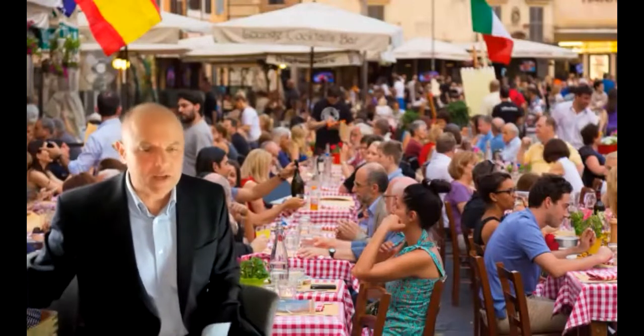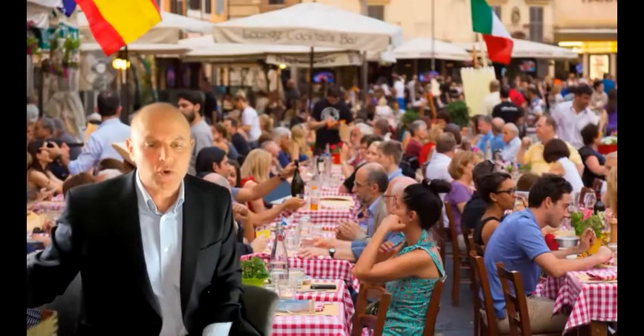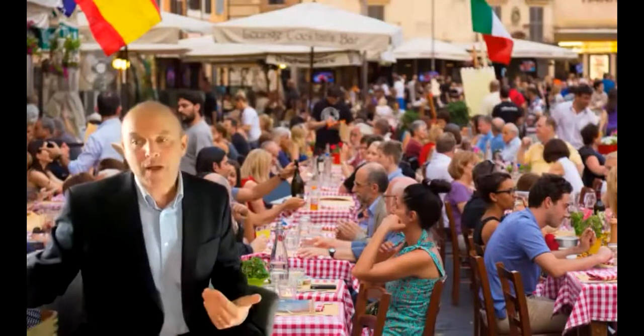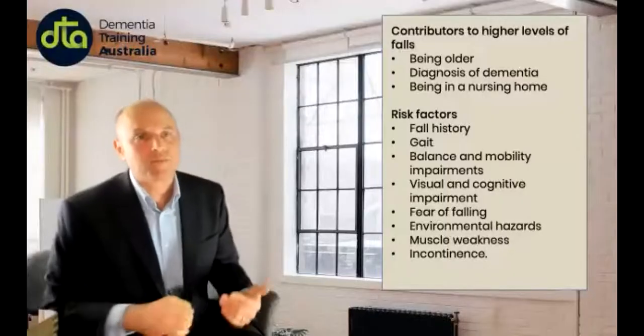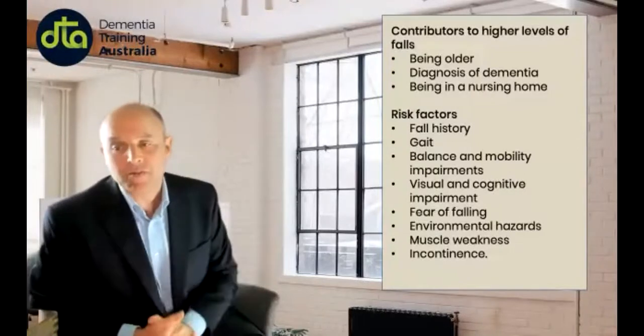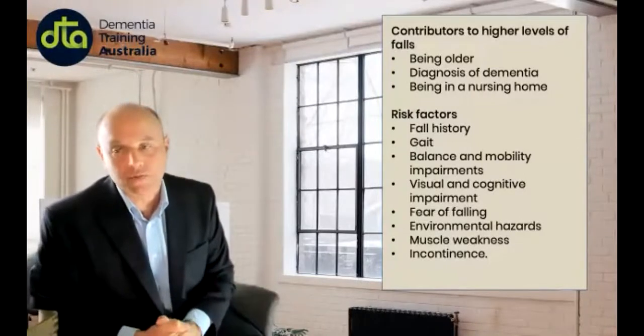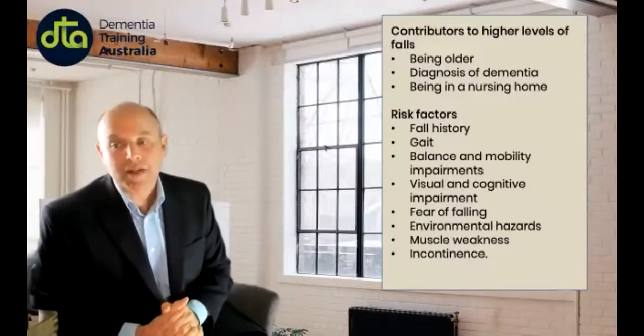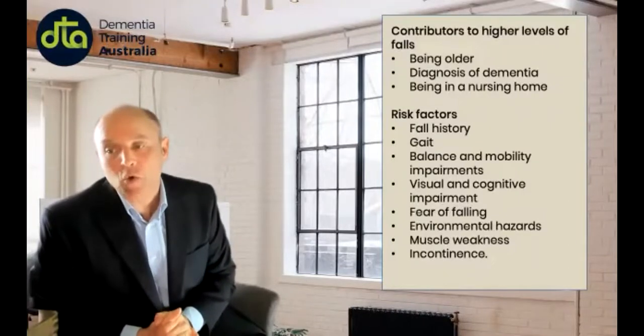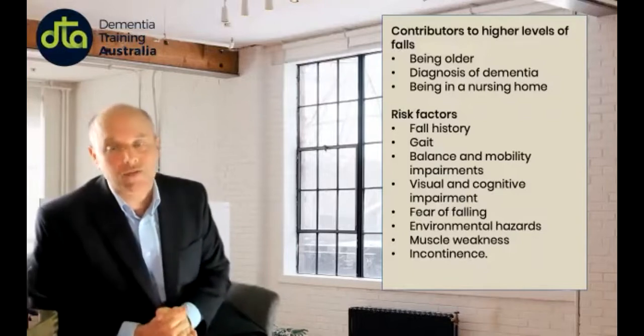Okay, so now I'm going to give a little bit of background talking through why environments do matter, particularly for older people, people living with dementia, but to just do a little bit of background on falls and what we know. Now, we know that being older, having dementia, or living in a nursing home, all three of these are contributors to higher levels of falls.